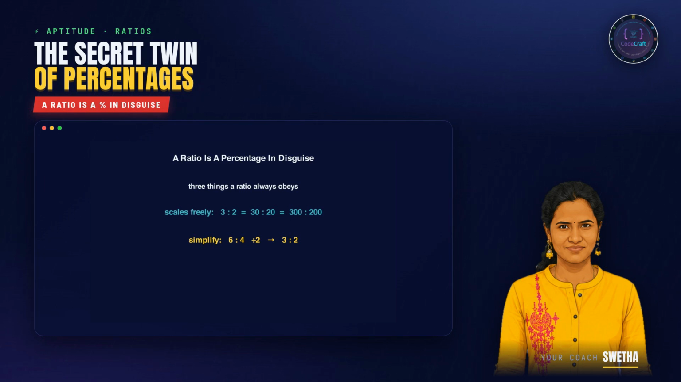And one last exam trap. To compare two things as a ratio, they must be in the same unit. 1 meter to 50 centimeters is not 1 to 50. Turn the meter into 100 centimeters first. Now it is 100 to 50, which is 2 to 1. Same unit first, then simplify.